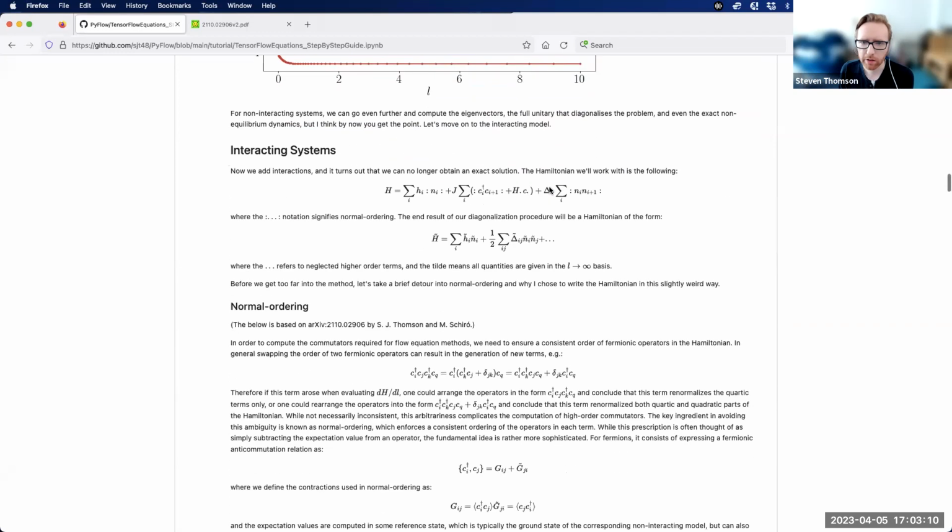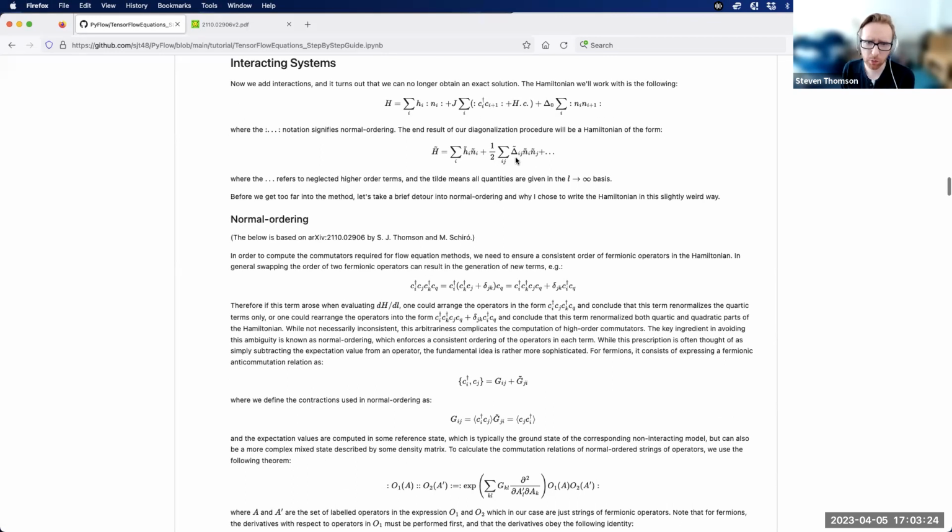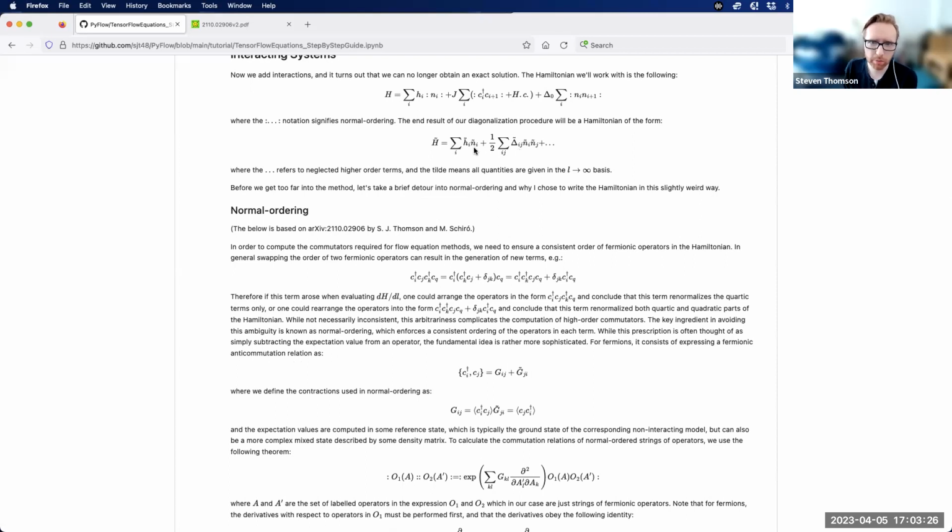The interesting system may be a bit more interesting. It takes the form that I showed you before. So here we're looking for interacting fermions: disordered on-site potential, nearest neighbor hopping, and then a nearest neighbor interaction term. And the idea is we want to obtain this kind of L-bit Hamiltonian, which should look something like this.